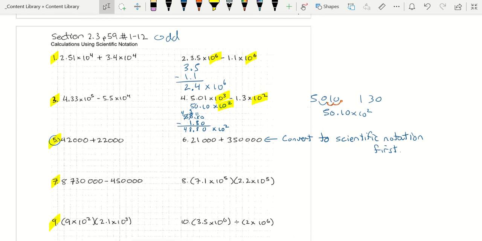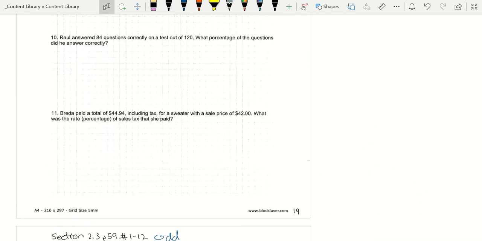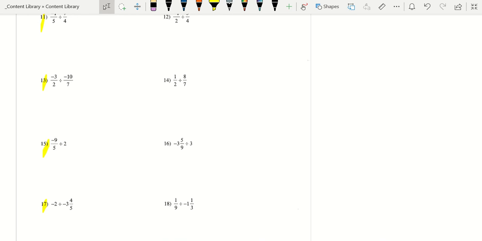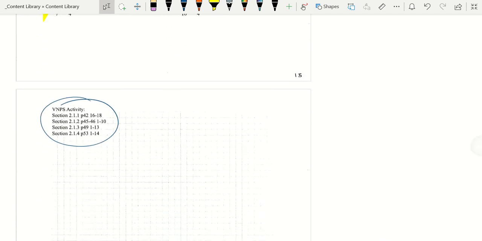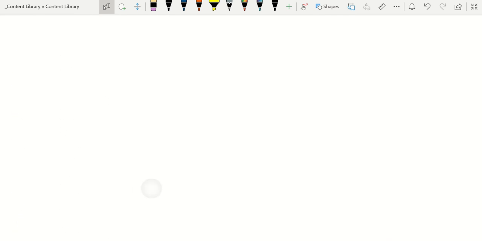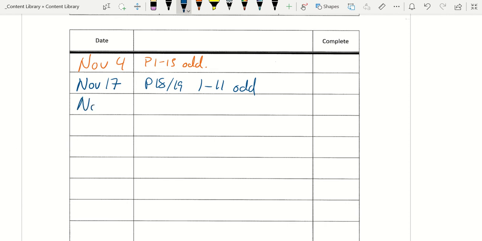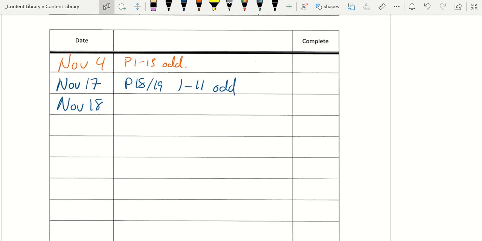Remember, there's a video from Khan Academy which gives you another deep dive if you need that help. Let's write that down at the top of our notes. There we go. So November 18th, and that was page, I assume page 20, and that was also 1 to 11 odd.